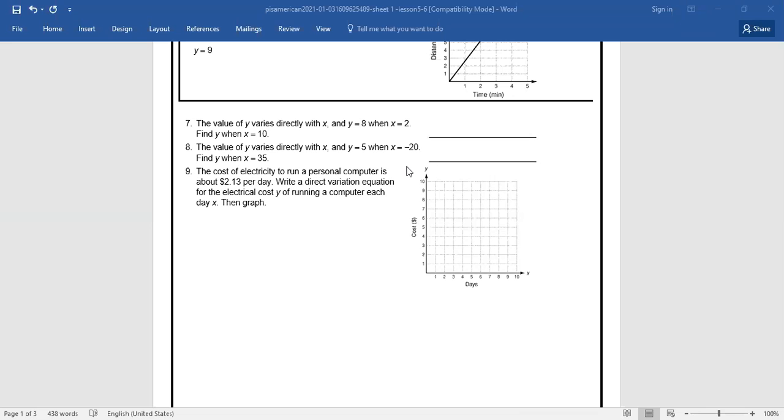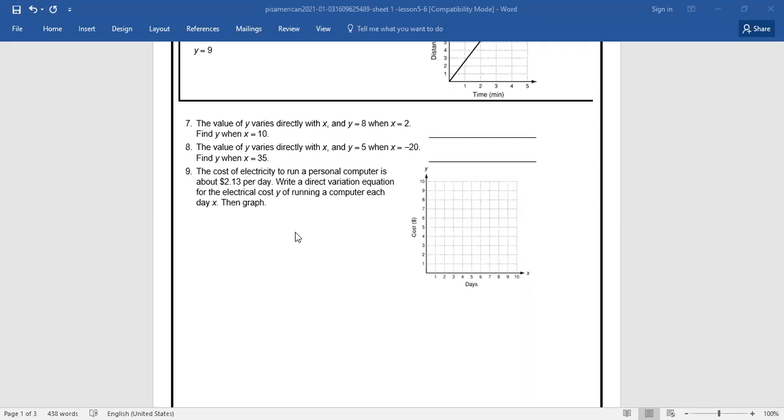Like question number 7 in front of you now. The value of y varies directly with x, and y equal 8 when x equal 2. Find y when x equal 10. Is there any rule we can use here? Yes, which rule? y1 over y2 equal x1 over x2. Very good. And then we will replace.